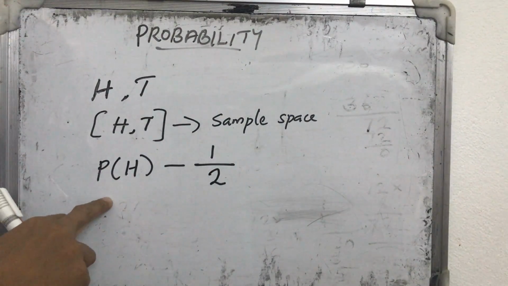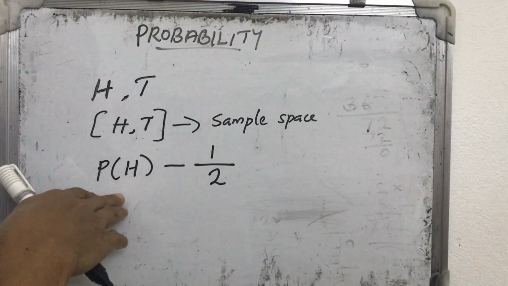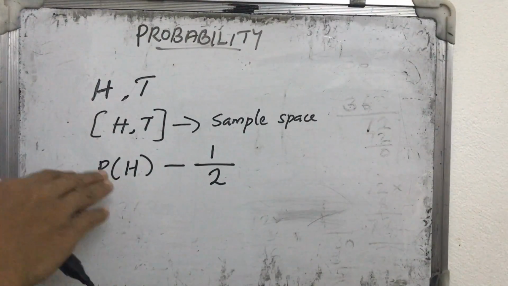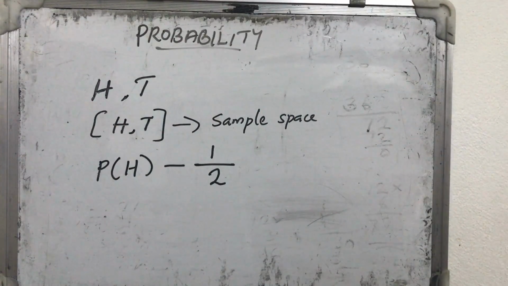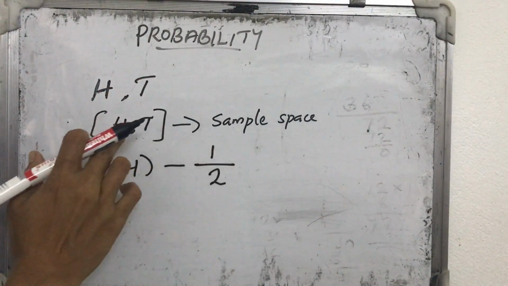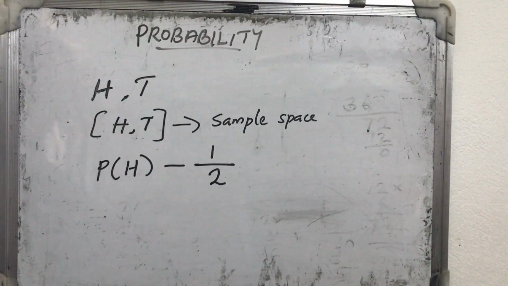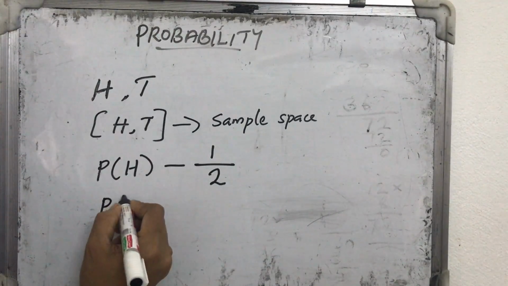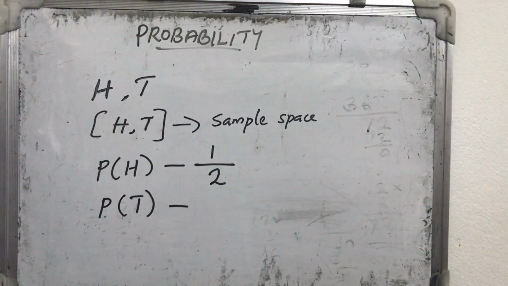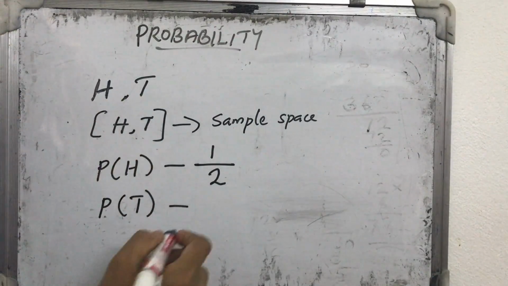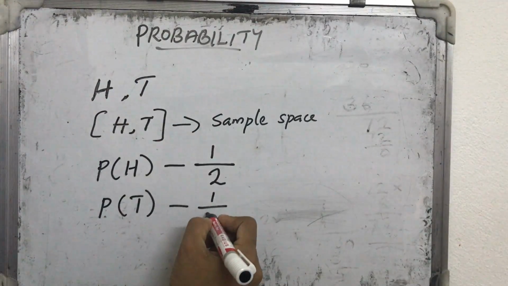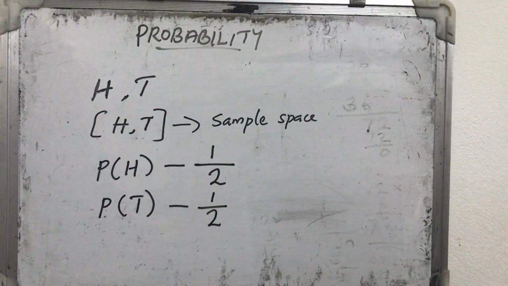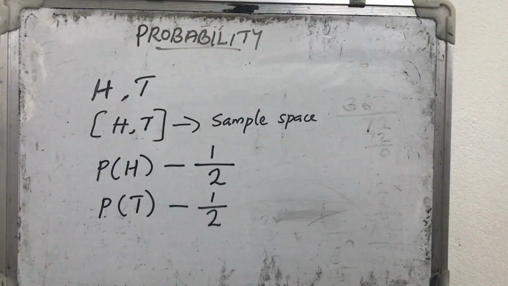So for getting a head when we toss a coin, its probability is 1/2, because there is only one head, and in that experiment there are 2 outcomes, head and tail. Just like that, what will be the probability of getting a tail? There is only one tail, so that is the numerator, and the total outcomes are 2. So the probability of getting a tail is also 1/2.